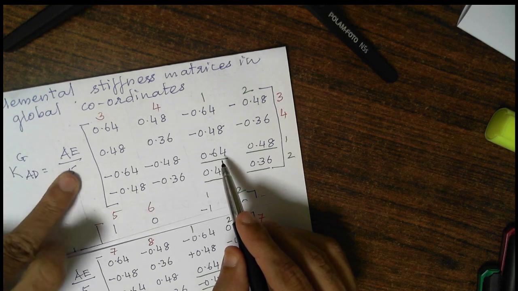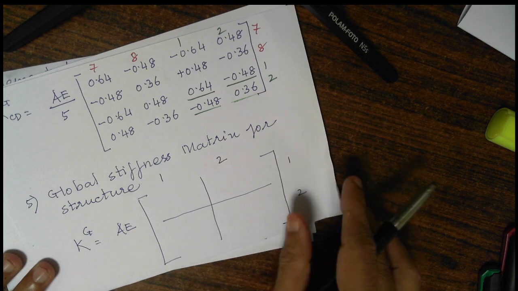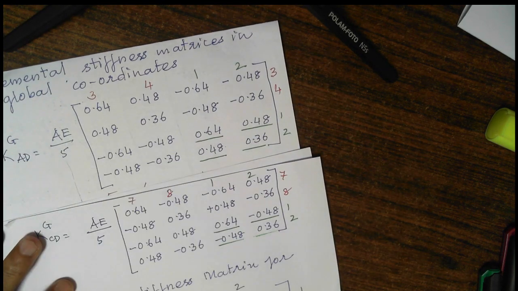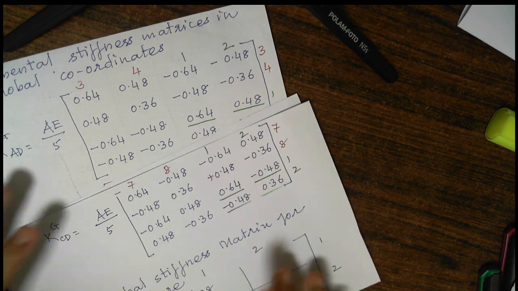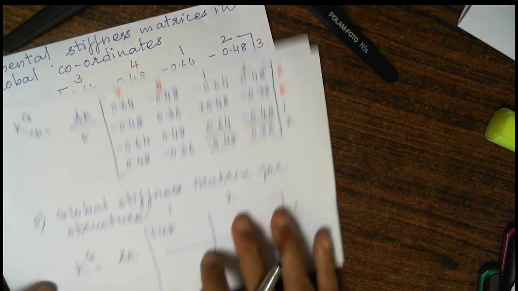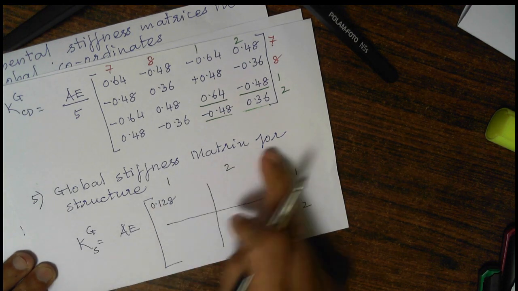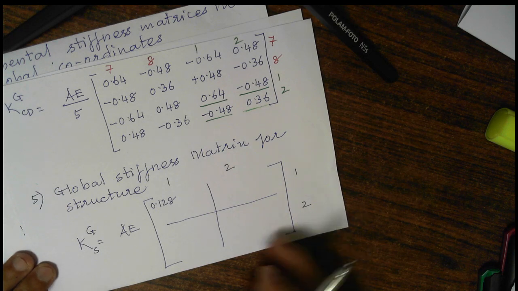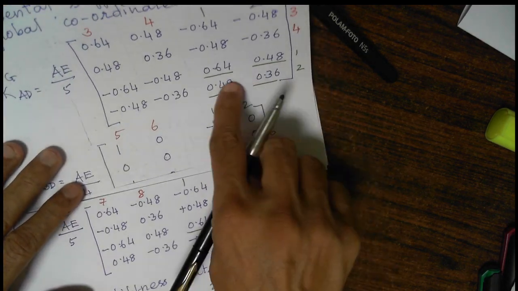Friends, don't forget to divide it by 5, because in this case we have taken AE only common. So 0.64 divided by 5 comes out to be 0.128. For the global stiffness matrix of the structure as a whole, the size will be 2 by 2, because the degree of kinematic indeterminacy of the structure as a whole is 2. We have taken only AE common, so 0.128 for the first row, first column.